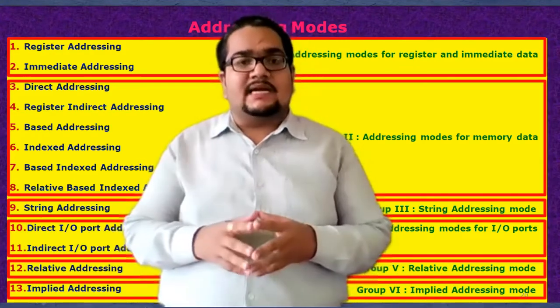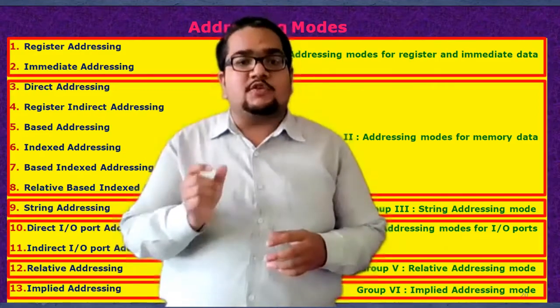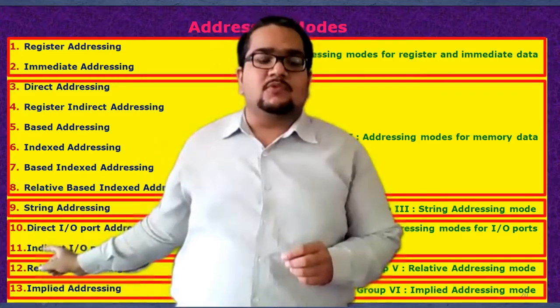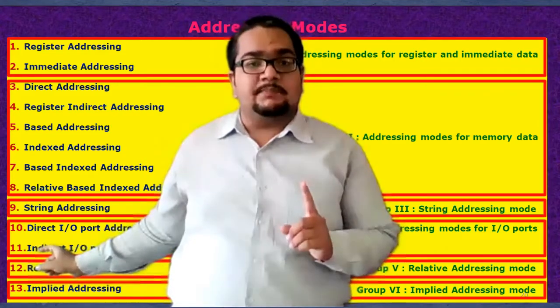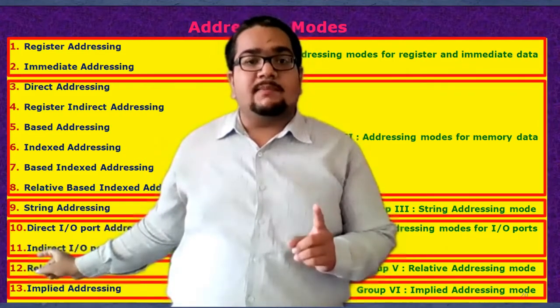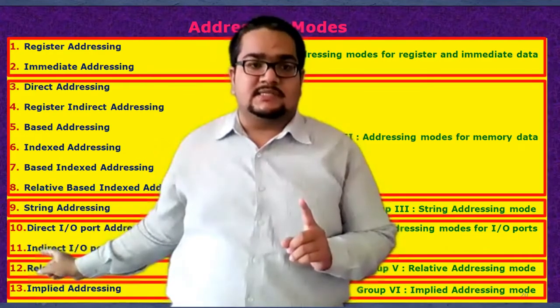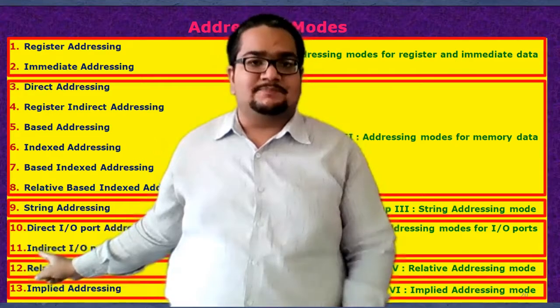In the direct addressing, the address of the port is mentioned in the instruction. In indirect addressing mode, the address of that port is not available in the instruction directly, but it is there in one of the registers. That register is accessed here.